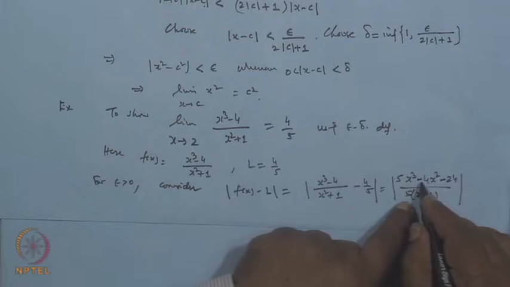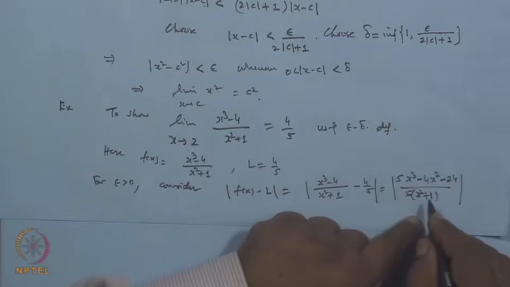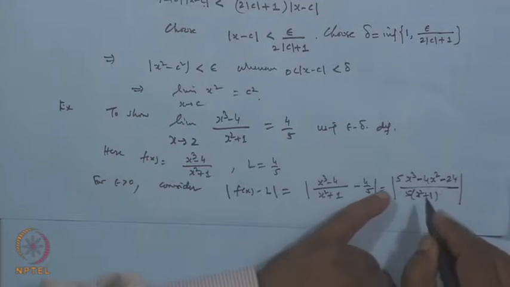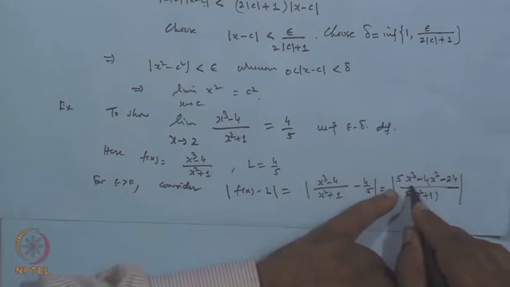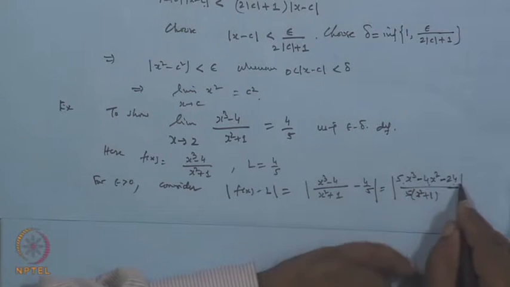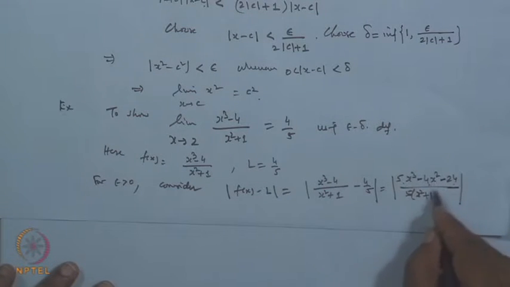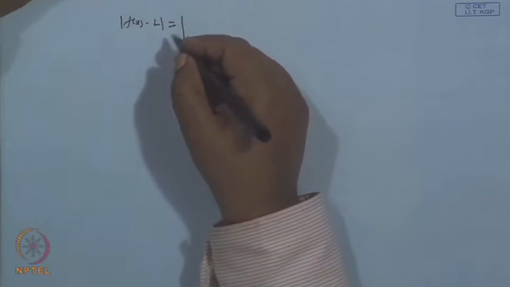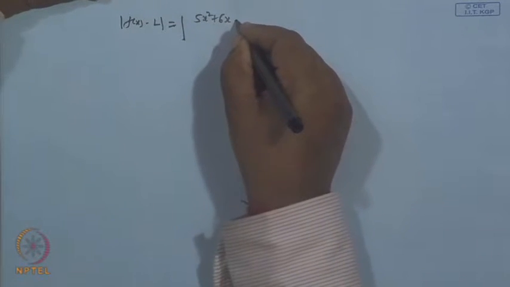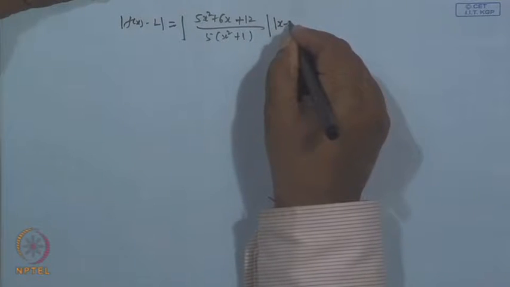Now, here the numerator is one degree higher than the denominator. So, what we do first, we separate out the factors. If we look at the numerator, x equal to 2 satisfies it: 40 minus 16 minus 24 is 0. It means (x minus 2) will be a factor of this expression. So, we can separate out the x minus 2 factor from the numerator. So, mod of f(x) minus L is nothing but mod of (5x square plus 6x plus 12) divided by (5x square plus 1), into mod of (x minus 2).